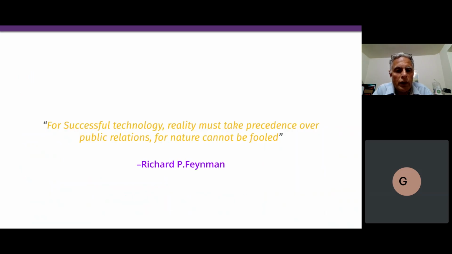And one very important quote from Richard C. Feynman, who, around 95, because quantum has always been evading, said we have to be realistic: for successful technology, reality must take precedence over public relations. We are not doing any publicity or public relations because we cannot fool nature.